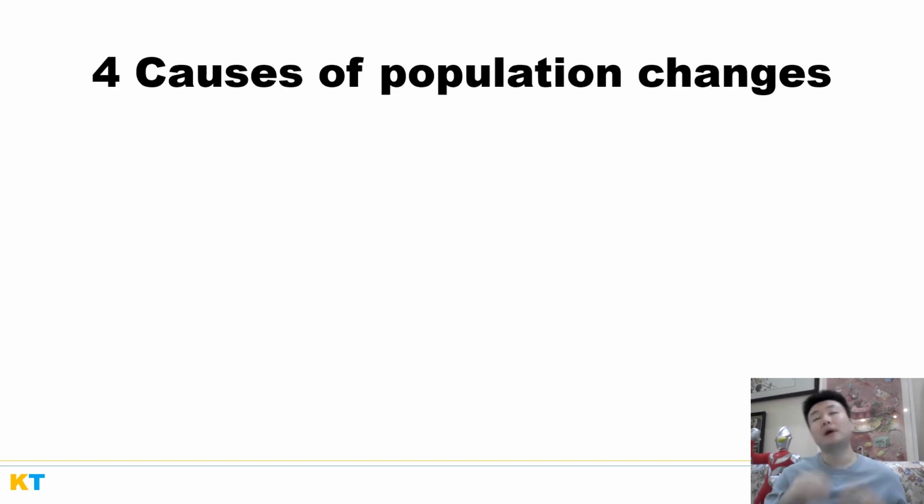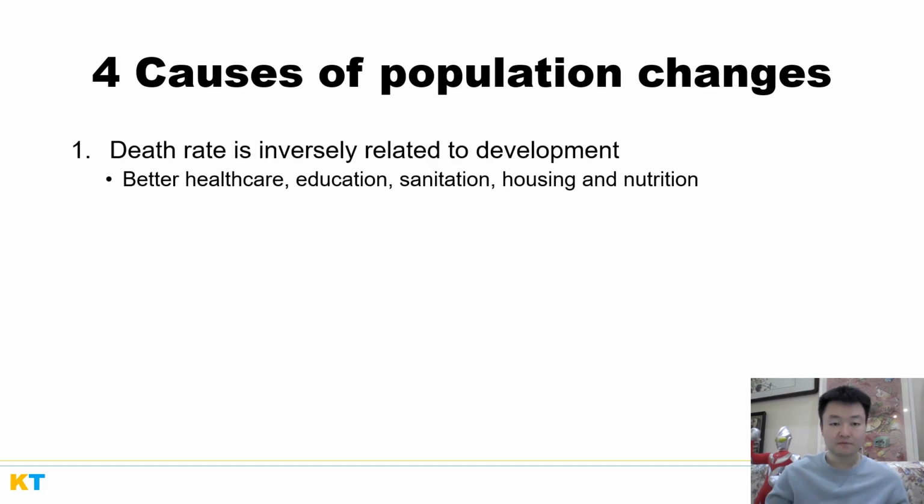So how does population change? Well, you'll notice that as a country develops, its population patterns are different. And so death rate is inversely related to development. And this makes sense because as a country develops, it's got better healthcare, it has better education, sanitation, housing, and nutrition. So all of these factors help people live longer. And at the same time, there are also factors that allow an economy to be more productive.